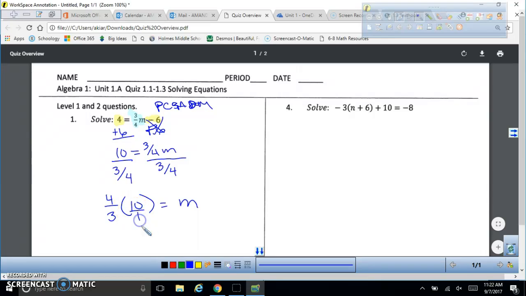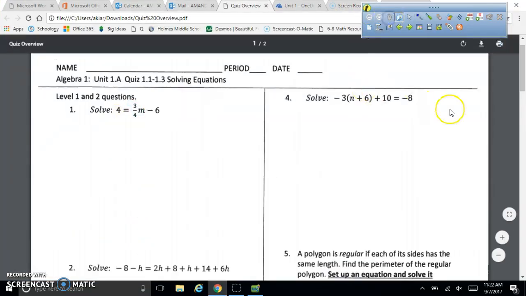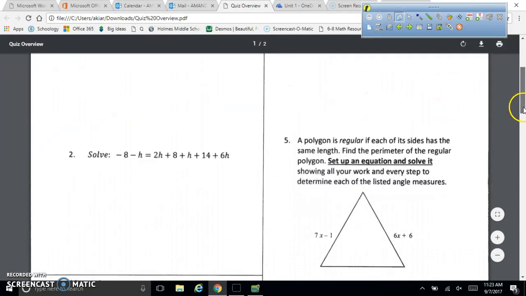4 times 10 is 40. 3 times 1 is 3. I would have been okay if you left it like this, okay? But if you continued on, you would have gotten 13.3 repeating, or 13 1/3. All right, let's go ahead and go to question number 2. Remember, if I'm going too quick, pause.